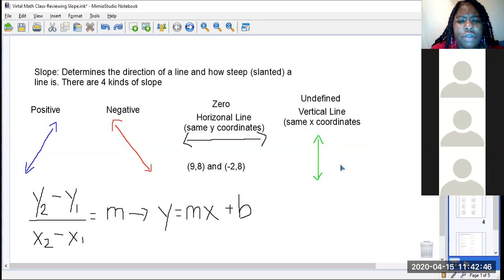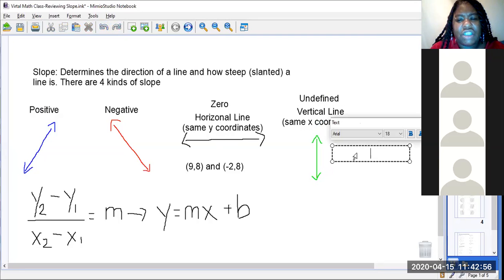All right. Anyway, so over here, if they give me coordinates, and let's just say again, for example, 7 and -9, and 7, 4.